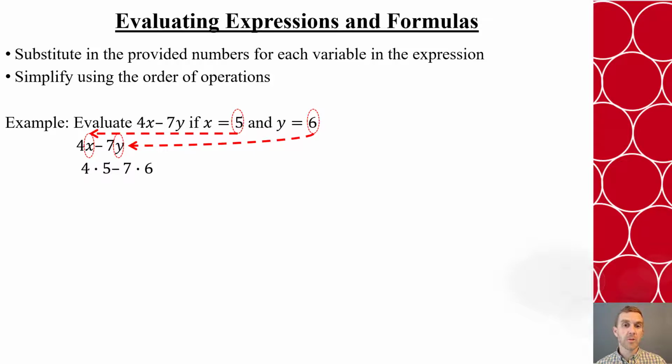Now we have a numerical expression. We're going to follow our order of operations. We're going to do the multiplication left to right. 4 times 5 is 20. 7 times 6 is 42. Then we simplify our subtraction to give us negative 22.